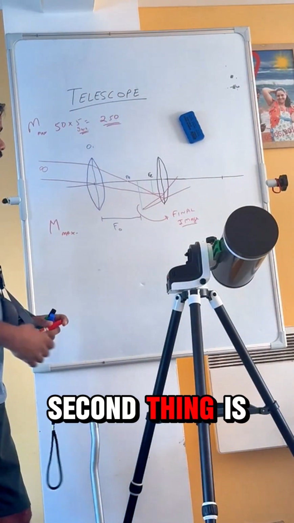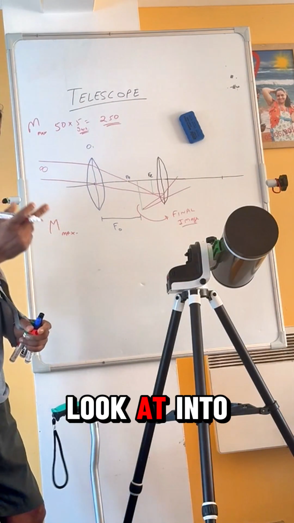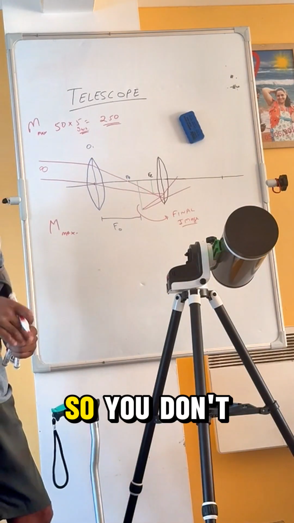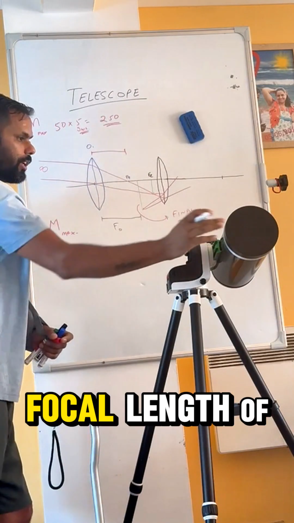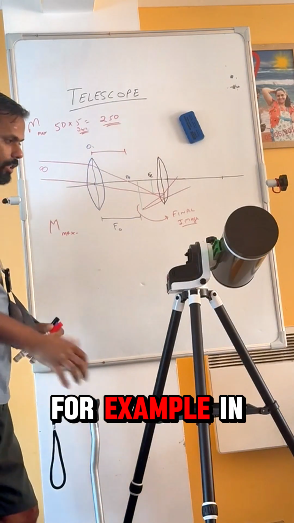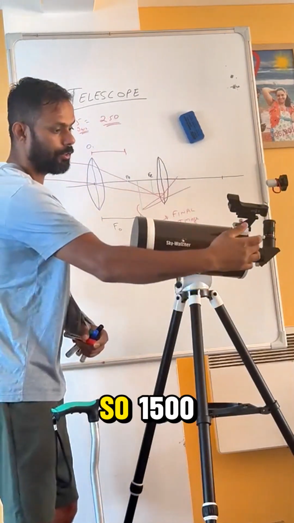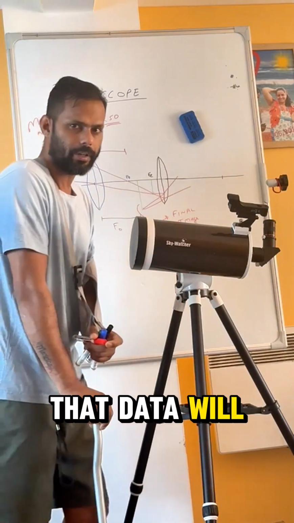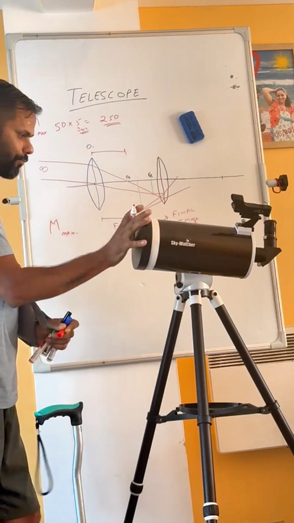And the second thing is that when you buy the telescope, you have to look at a few things. One is maximum magnification, which you can calculate by yourself, so you don't have to look in the instructions. The second is the focal length of the telescope. For example, in this telescope the focal length is 1500. This data will be provided in the instructions with the telescope. Why that focal length is important, I'll tell you.